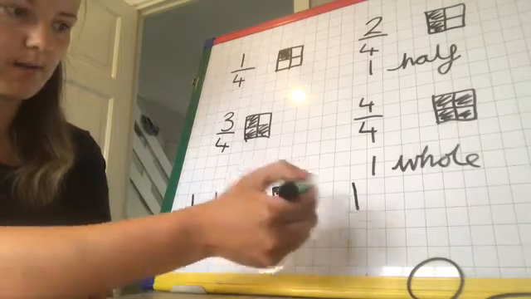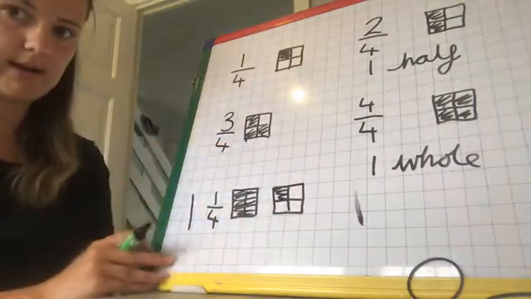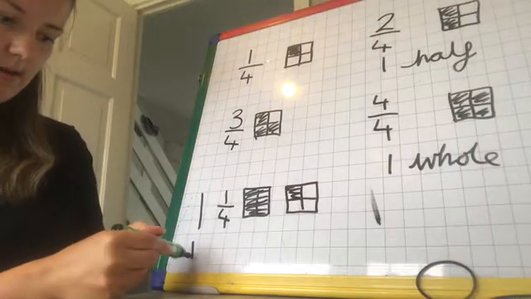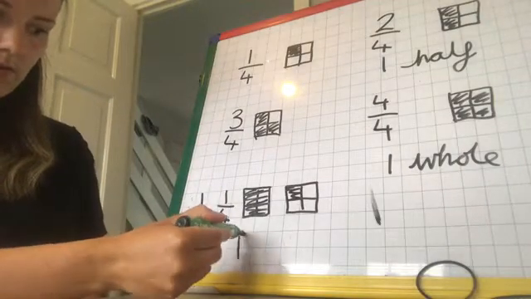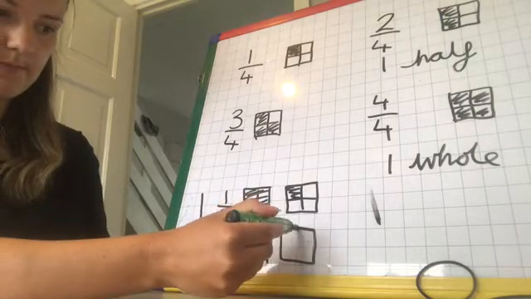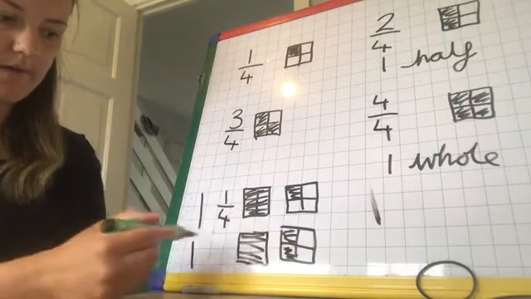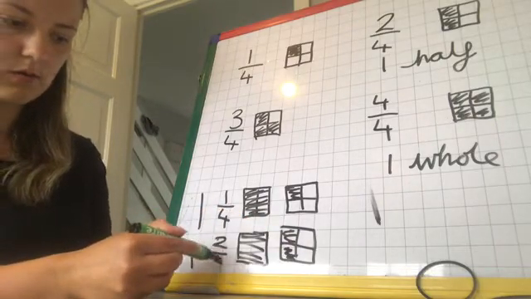Now we're going to carry on counting. We'd have 1, and we're adding a quarter. So if I draw that, let's draw it underneath here. So I have 1 whole, and this time I've not just got 1 quarter, I'm going to add a quarter. So I've got 1 and 2 quarters.